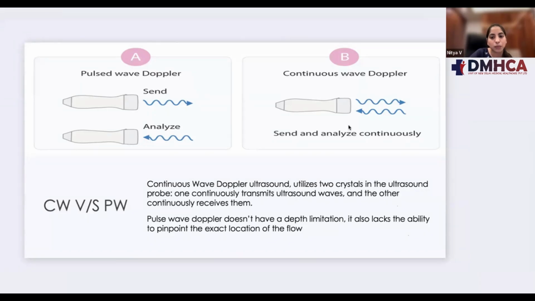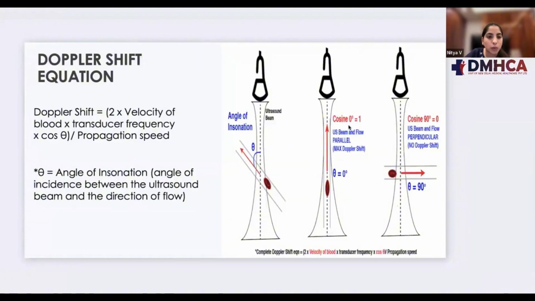So the continuous wave Doppler utilizes two crystals in the ultrasound probe, and one is continuously transmitting the ultrasound wave and the other is continuously receiving the ultrasound beam. So we have a Doppler shift equation, which we can memorize with this formula: 2 into velocity of the blood into transducer frequency into cos theta, divided by the propagation speed of sound. Theta is the angle of insonation, the angle of incidence between the ultrasound beam and the direction of flow.